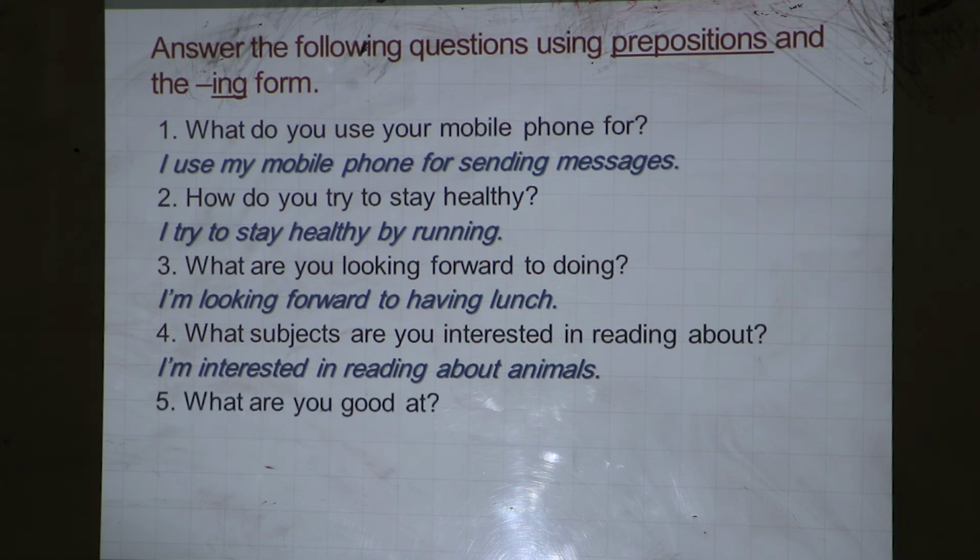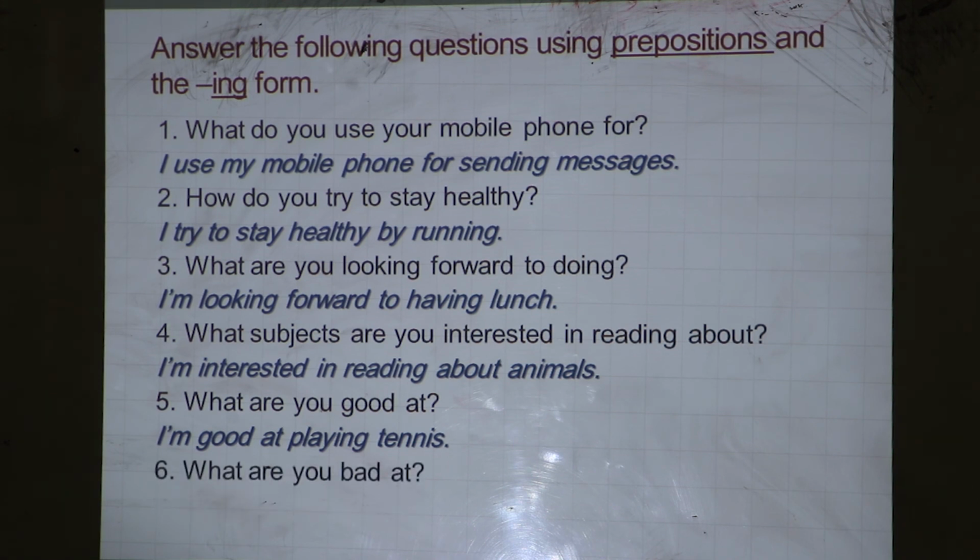Number 5, what are you good at? I am good at playing tennis. He says, I am good at, for example, playing football. She says, I am good at, for example, taking photographs. I can say, I am good at writing stories. He is good at telling stories, and so on. Bad, what are you bad at? You can say, I am bad at singing. He is bad at drawing. Yes? And so on.